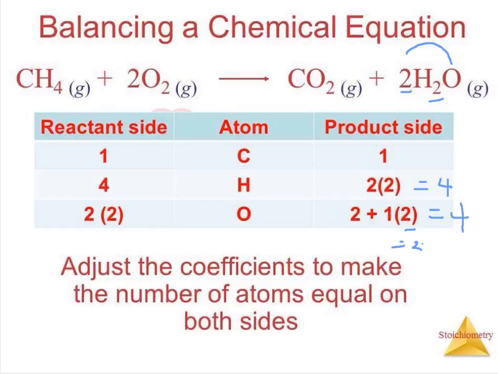Now, we go back to the reactant side. Since the number of oxygen atoms is only 2 for the case of oxygen, to balance the chemical equation, we add the coefficient 2 once again. And by adding the coefficient 2, this gives us 2 times 2, and that is equal to 4.